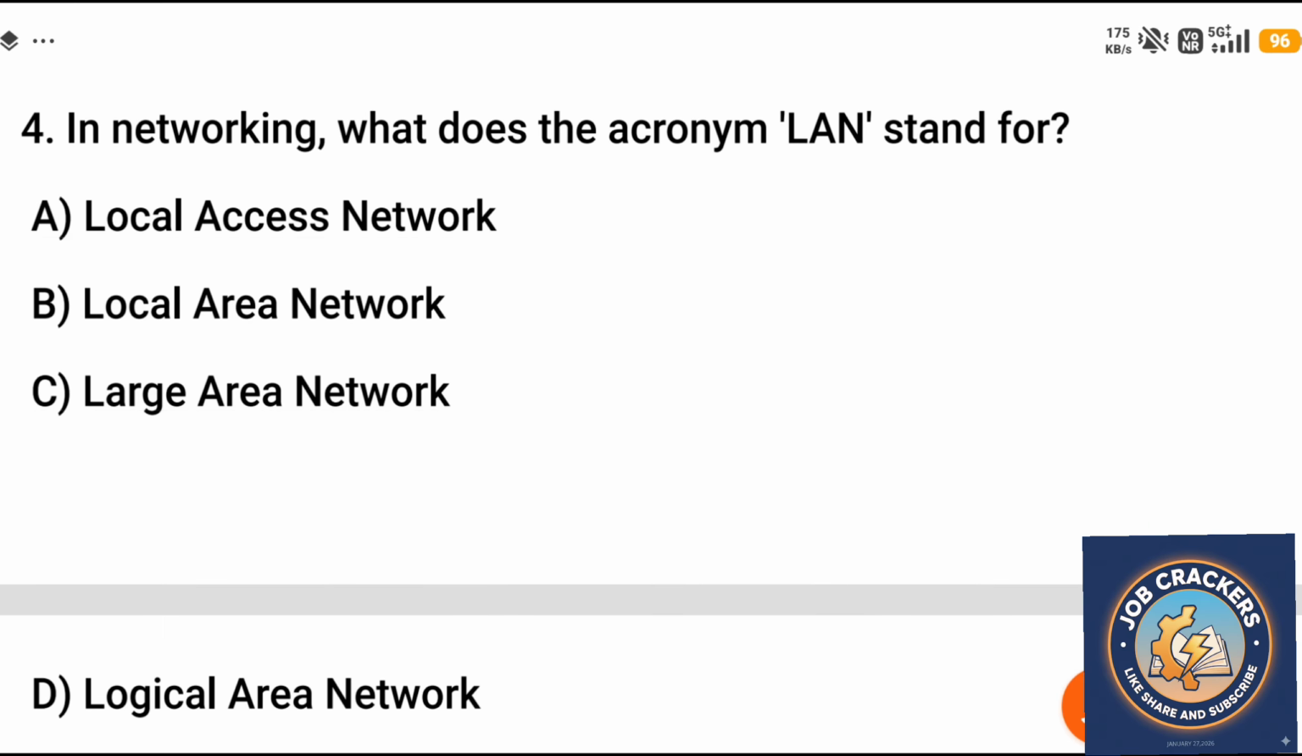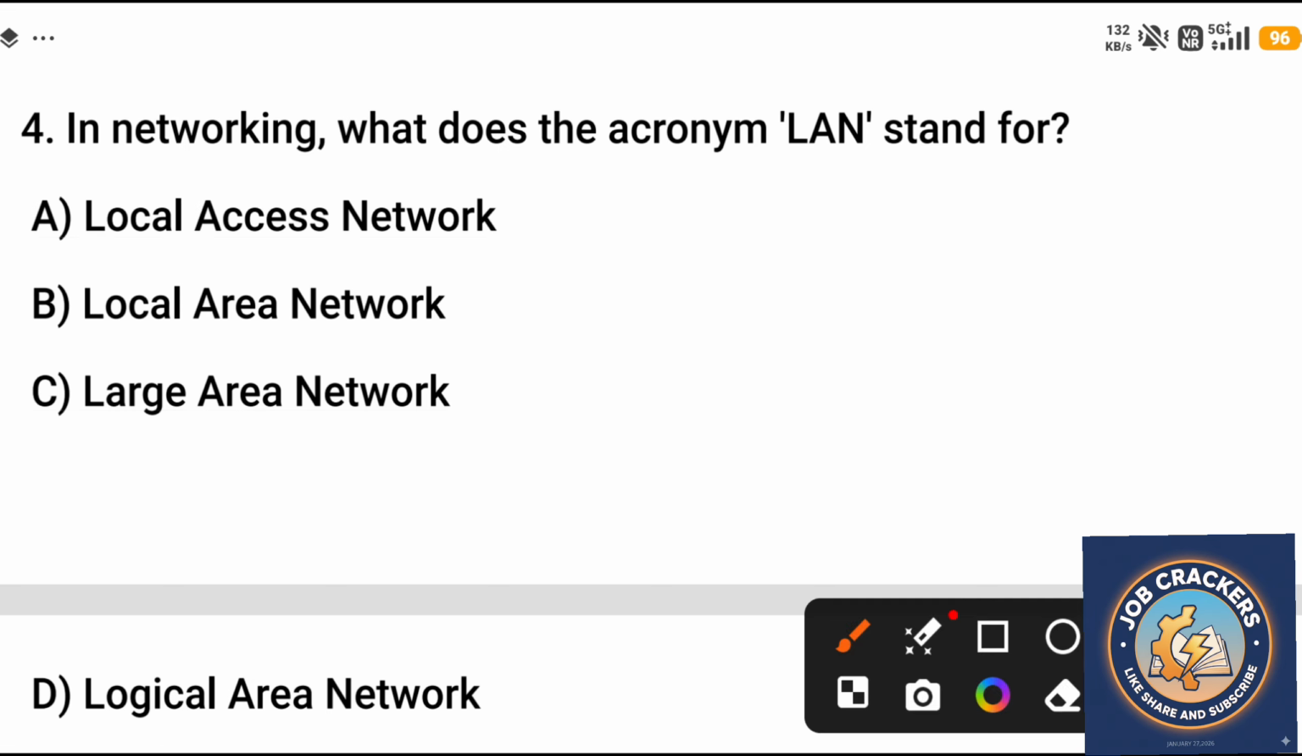Question 4. In networking, what does the acronym LAN stand for? A. Local access network. B. Local area network. C. Large area network. D. Logical area network. Correct answer is option B.